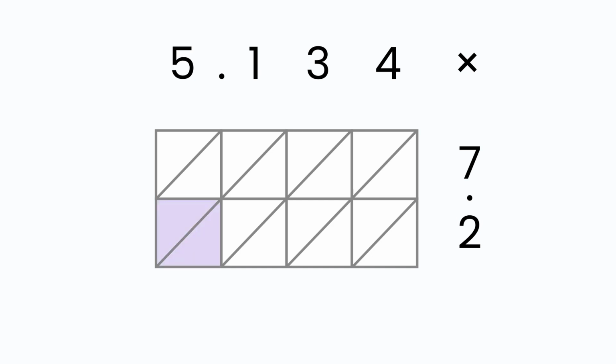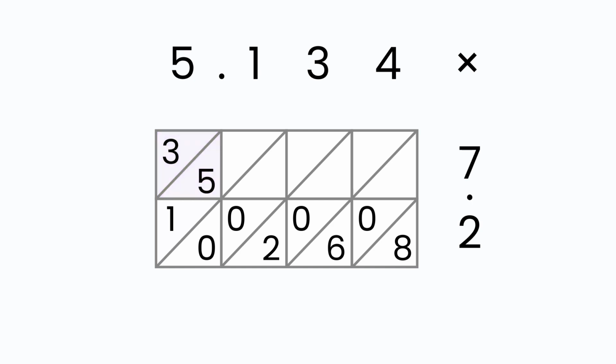5 times 2 is 10. 1 times 2 is 2. 3 times 2 is 6. And 4 times 2 equals 8. In the next row, you have 5 times 7, which is 35. 1 times 7, which is 7. 3 times 7, which equals 21. And 4 times 7 is 28.